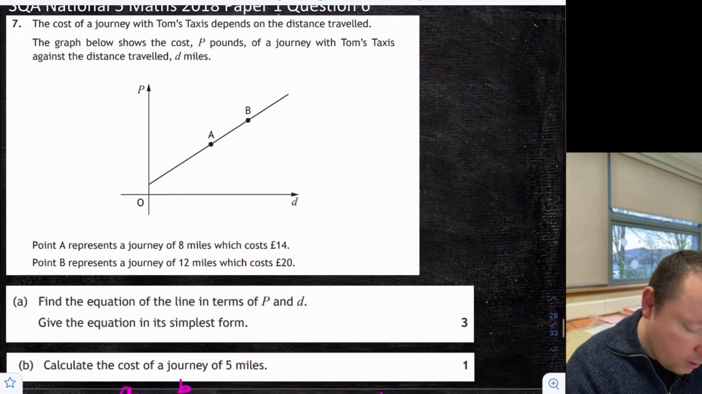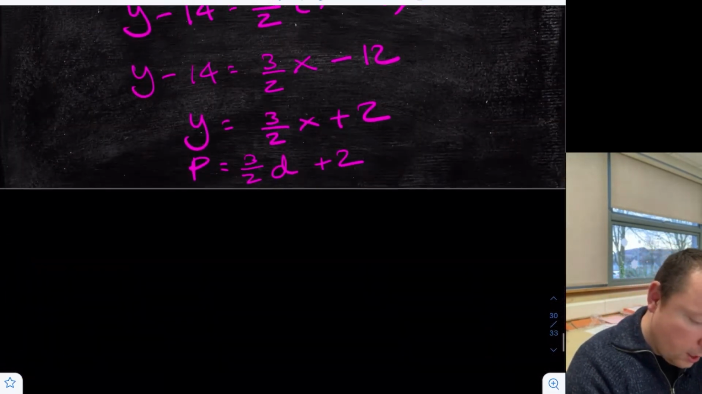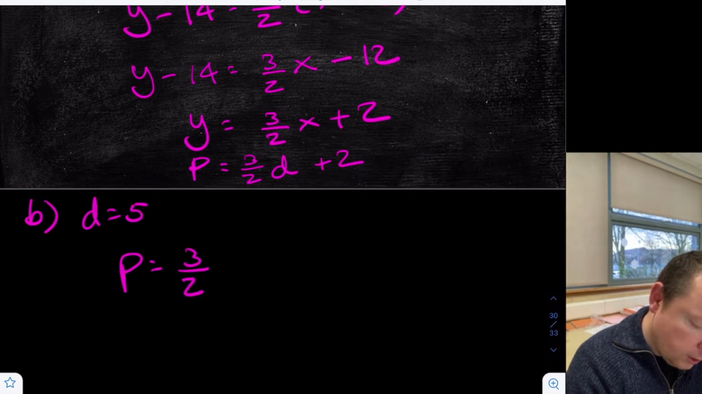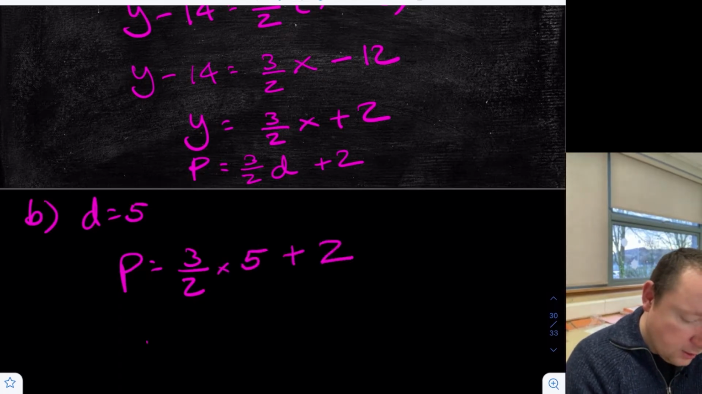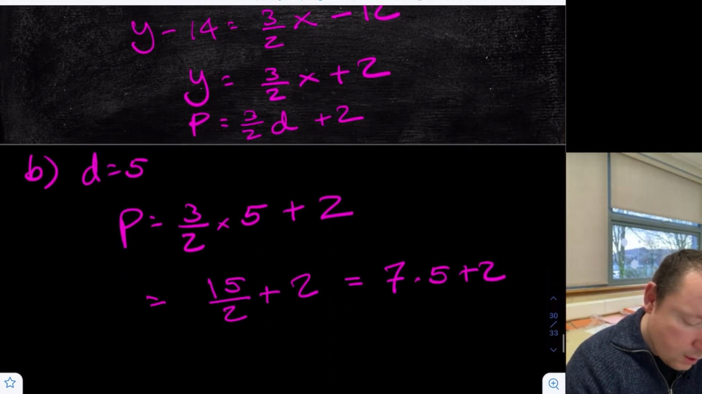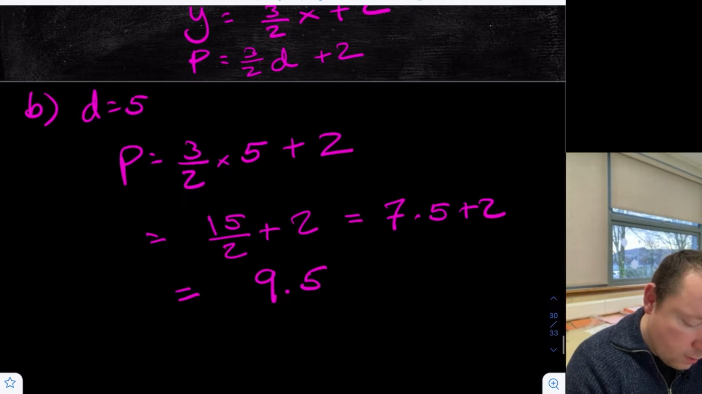Okay, part B says calculate the cost of a journey of 5 miles. So D is 5. So I can just do for part B, D equals 5. So P equals 3 over 2 times 5 plus 2. So that is 15 over 2 plus 2, which is 7.5 plus 2, which is equal to 9.5. So the cost, P, equals £9.50.